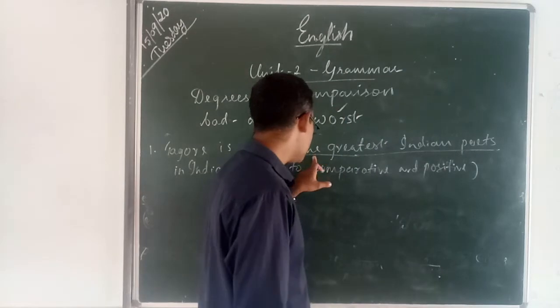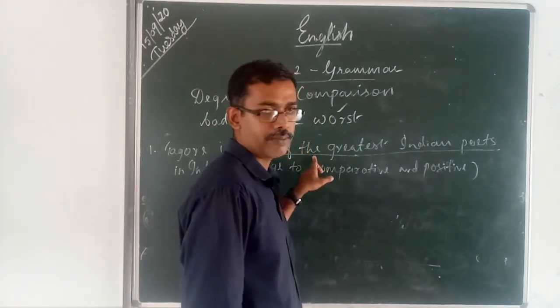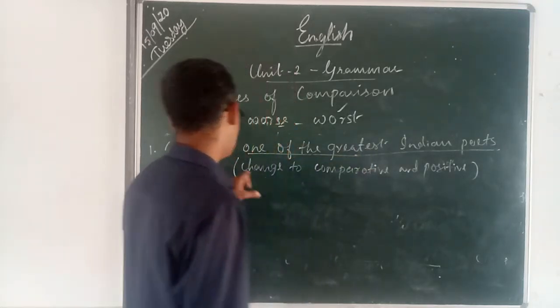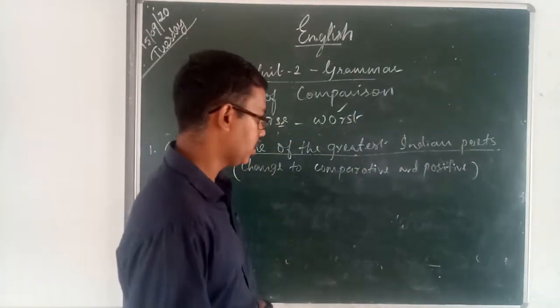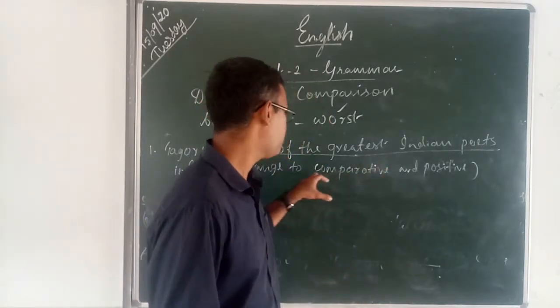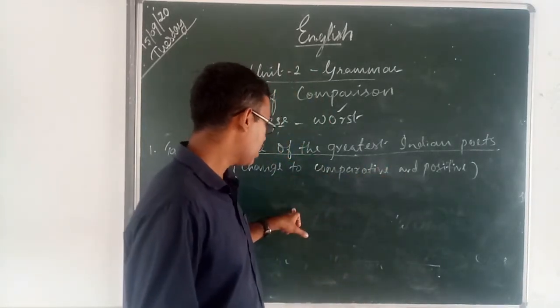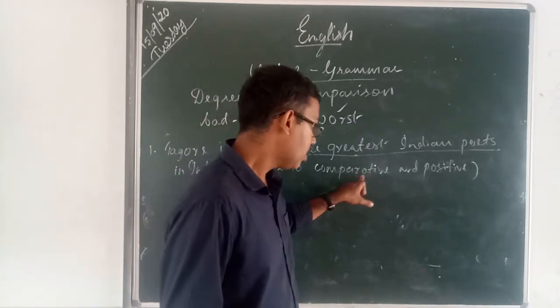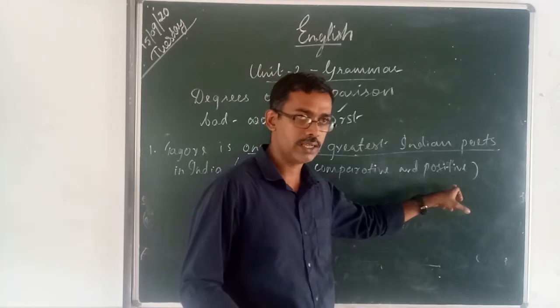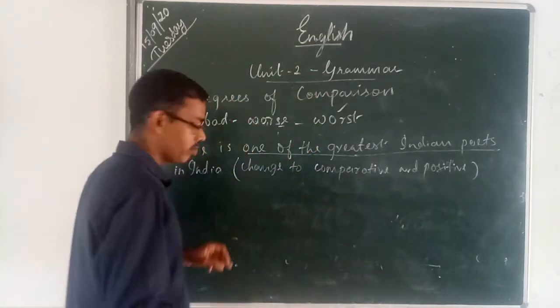Here, the comes, which means it is superlative. You can finalize that it is a superlative degree. So you have to change it to comparative and positive degree. To find comparative degree, if than comes, it is called comparative. Positive means if as dashes or so dashes is there, it is positive degree. Write one more example.